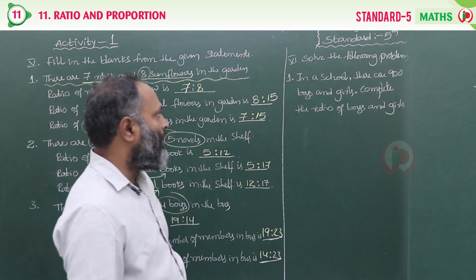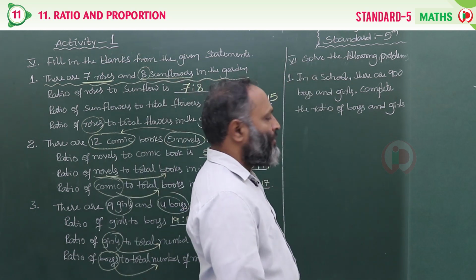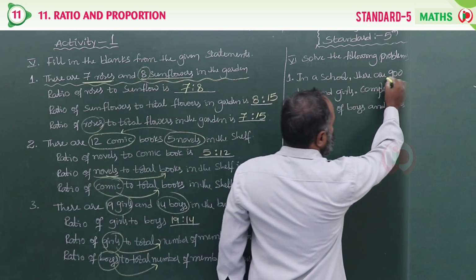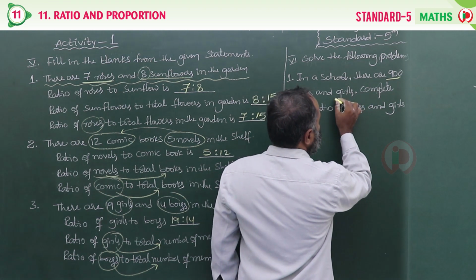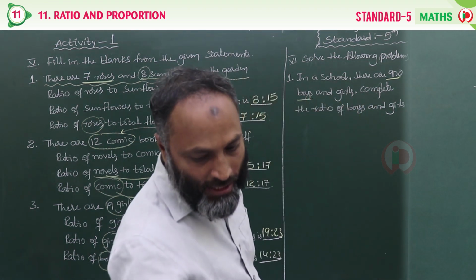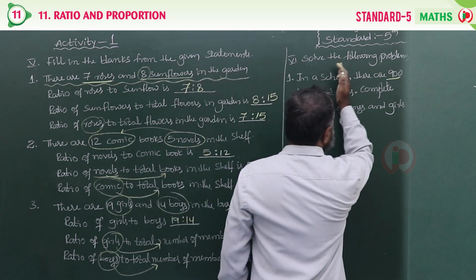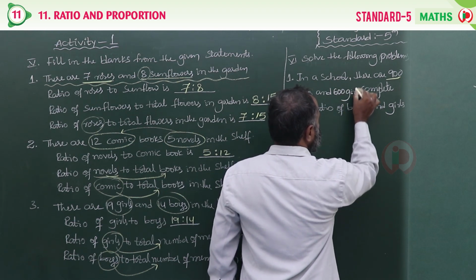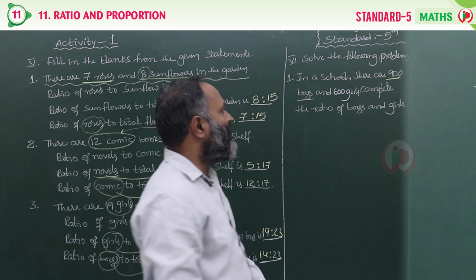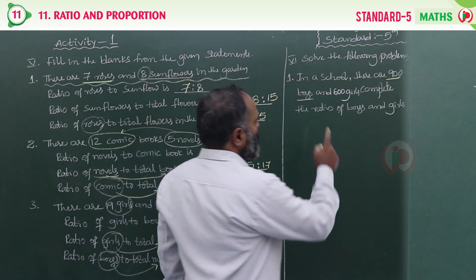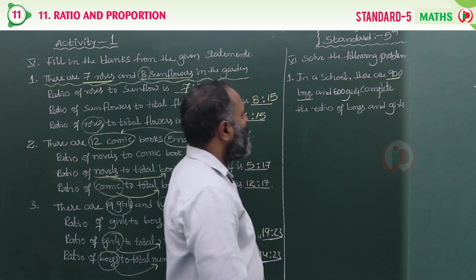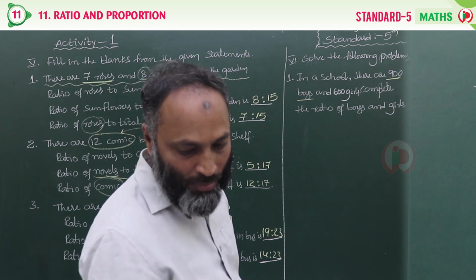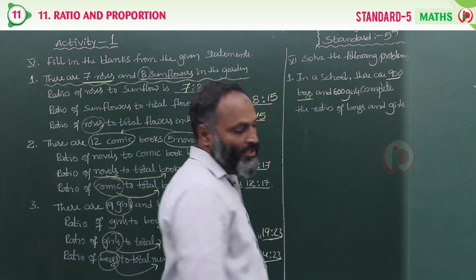Now the next, 6th question: solve the following problems. Here some word problems are given, so we should solve. In a school there are 900 boys and 600 girls. Then complete the ratio of boys and girls.